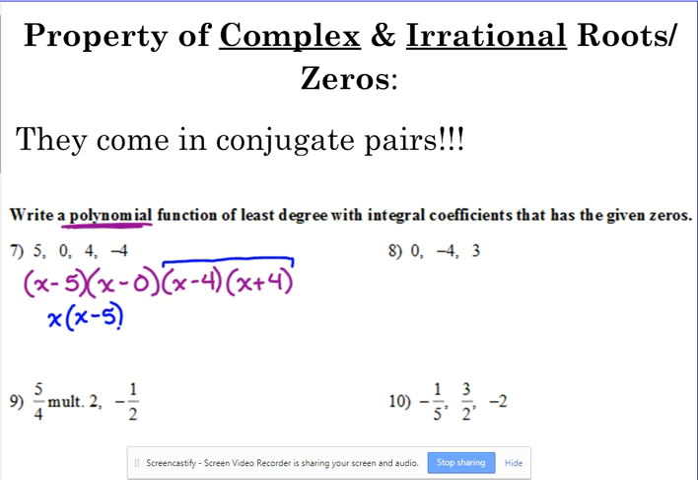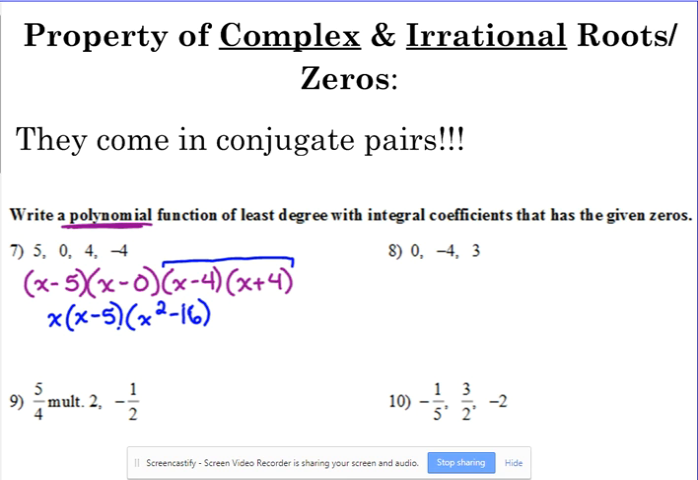Anybody? It's going to give you the difference of squares. X minus 4 times x plus 4, the outside and the inside terms are going to cancel. That just gives me x squared minus 16. If I had multiplied x minus 5 by x minus 4, I would have gotten a trinomial, and it would have been bigger, but this keeps it in a binomial, so it's a lot easier for me to multiply it out.